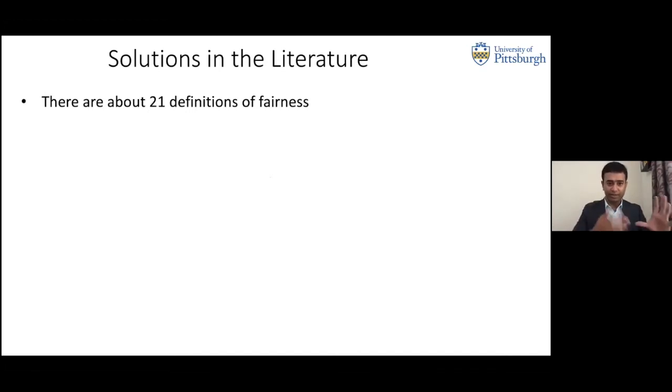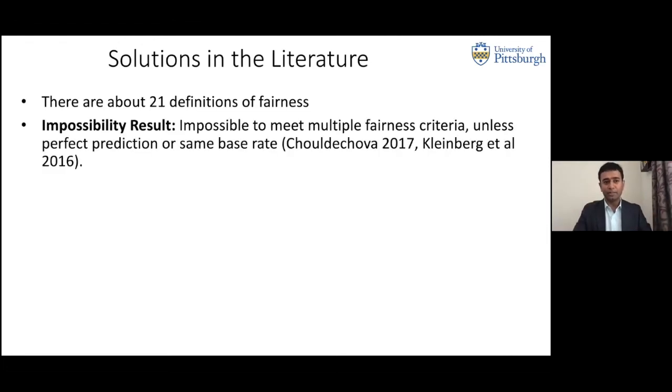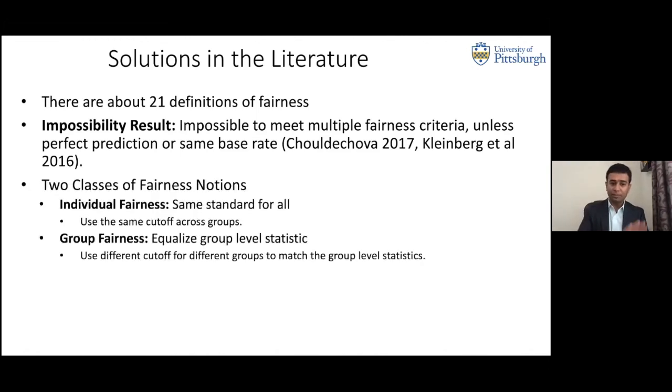So when I was reading it, it took me a while to find some pattern in them. There are some impossibility results, which means that if certain conditions are not satisfied, it is impossible to satisfy multiple fairness criteria. So it might be difficult for you to satisfy multiple fairness criteria, but there is some method in this madness. You can classify all these 21 definitions of fairness in two different classes. One is individual fairness notions and the other is group level fairness notions.